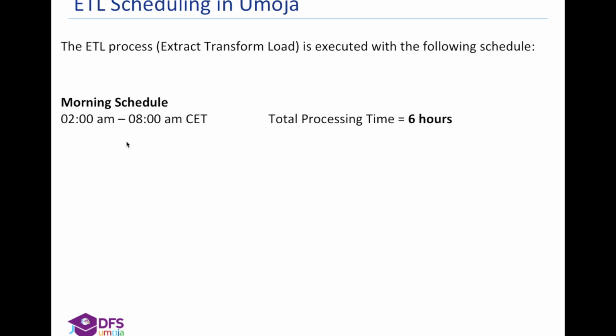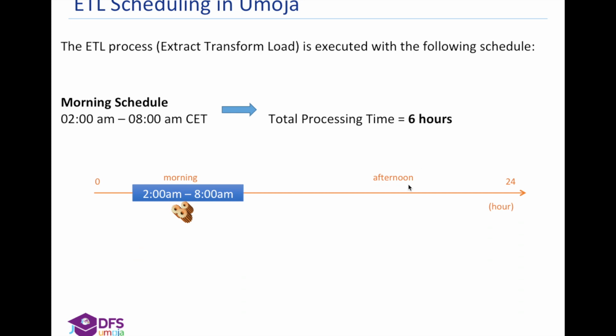And what is that time frame? Well, the one you're seeing now on screen. It occurs between 2 a.m. and 8 a.m. and it's a total processing time of 6 hours. What that means is that anything done after 8 a.m. and up to 2 a.m. will not be in BI, will not be able to be extracted from BI in terms of reports.